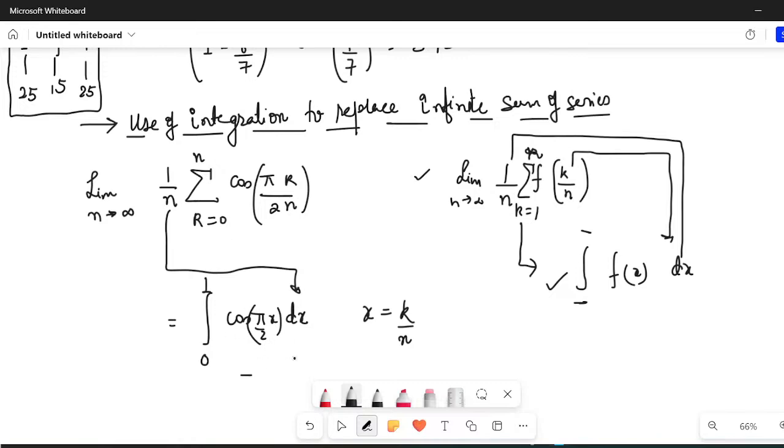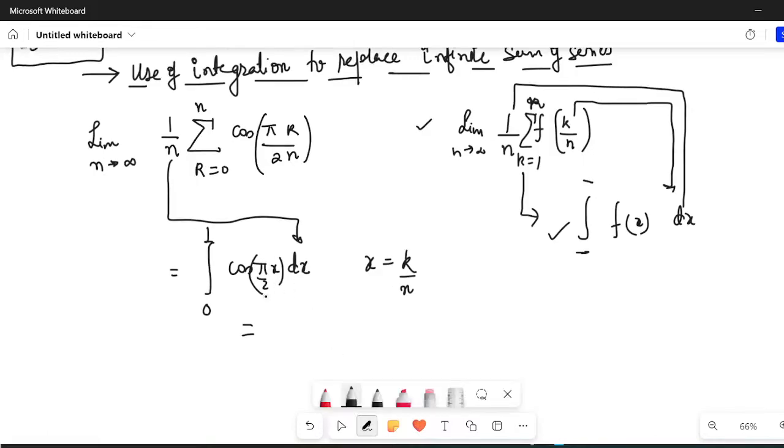Do it. What would be the integration? The integration would be 0 to 1 of cos of pi by 2 x, you can write 2 upon pi, and this would be sine of pi upon 2 x. Place the limits here: sine pi by 2 is 1 and sine 0 is 0. So the answer should be 2 by pi. I hope it is clear.